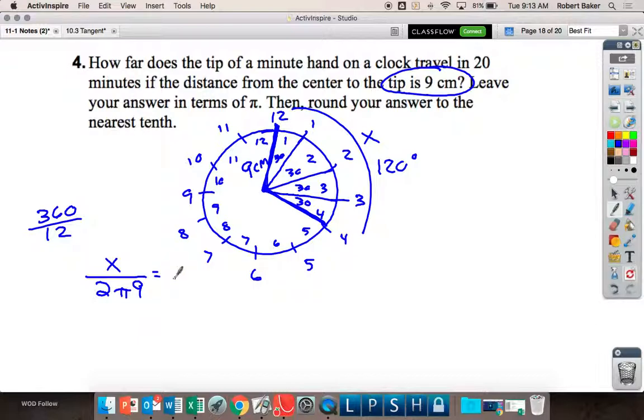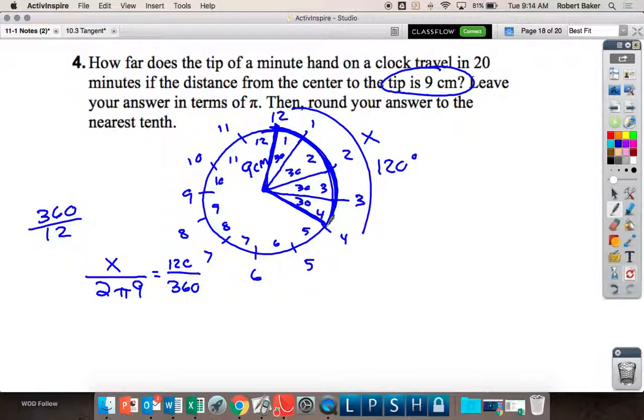Well, how many degrees is 20 minutes? 120. How many degrees are in the clock total? 360 degrees in a circle. So this is the length that the tip of the hand will travel from here to here. I don't know how far that is over the whole length of the circle, but I can figure that out. 2 pi r. The number of degrees that is equivalent to 20 minutes, 120 degrees, over the total number of degrees in the circle, which is 360.